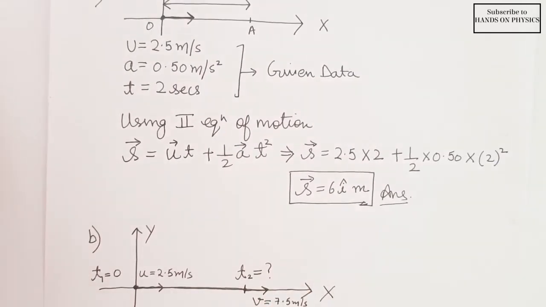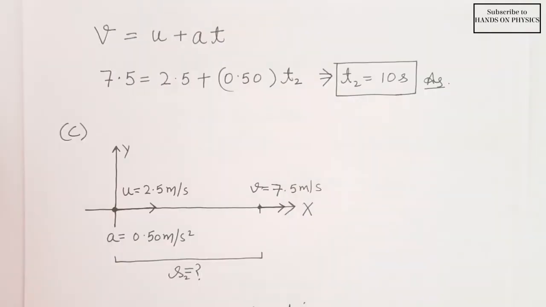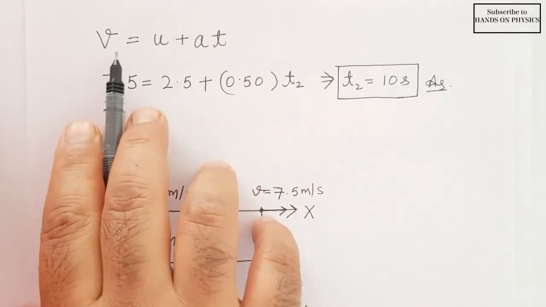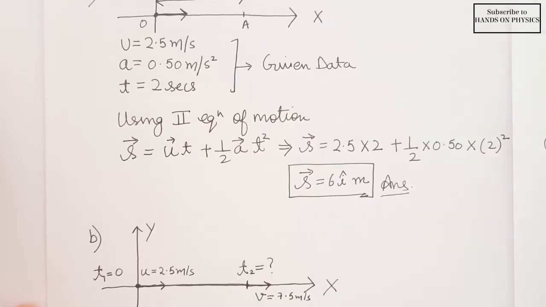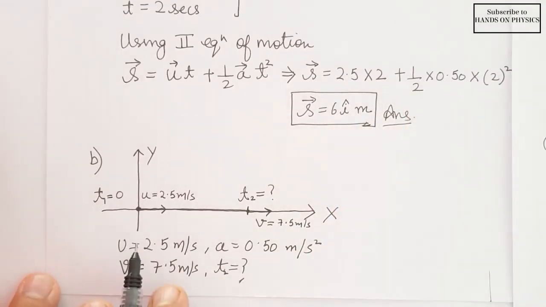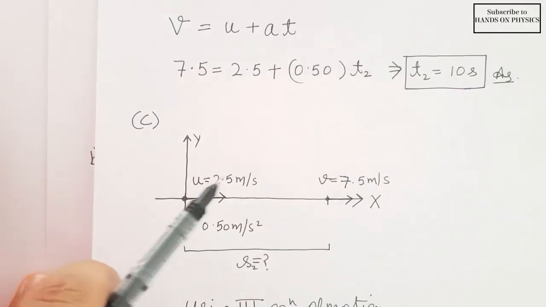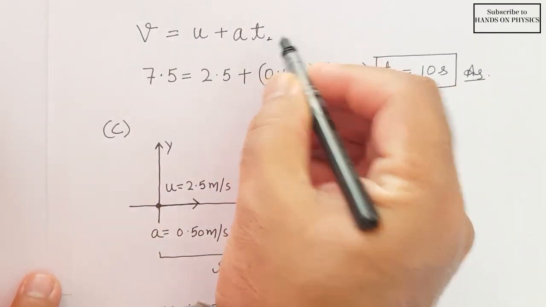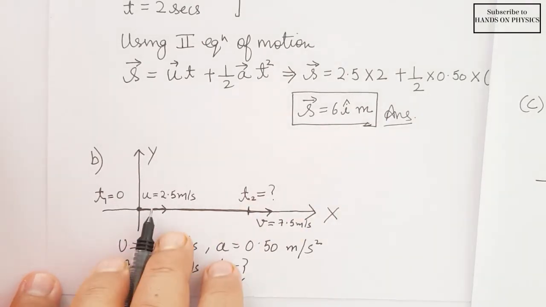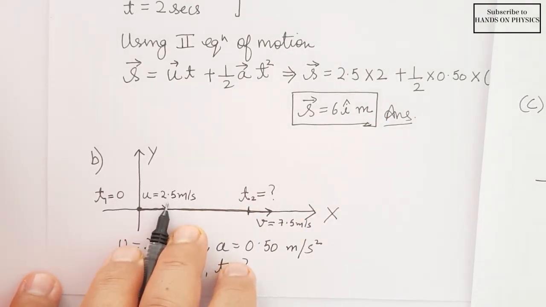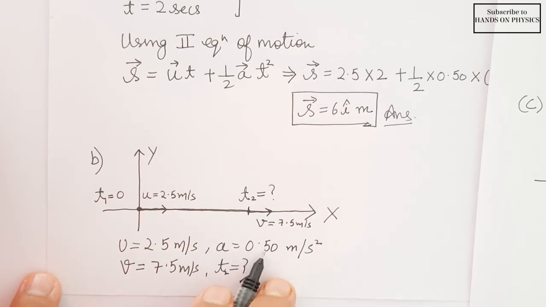Now let us see this data. Here you can see that v equals u plus at, because v, u, a, all three things are given. Time we need to calculate. So here I'll write t2, it will be 10 seconds. So in 10 seconds, when the particle starts with this velocity and this acceleration, it reaches this velocity.